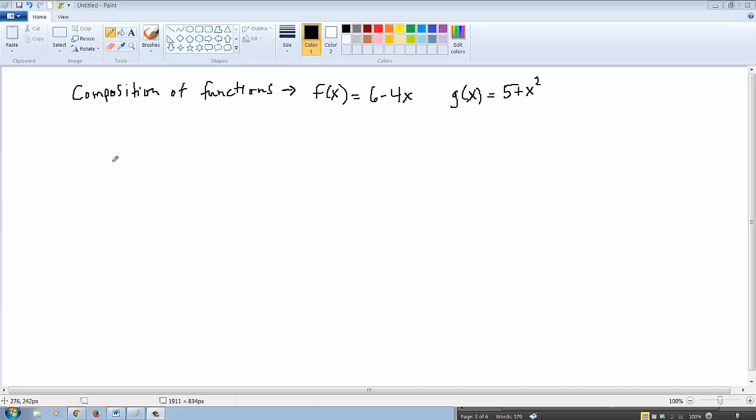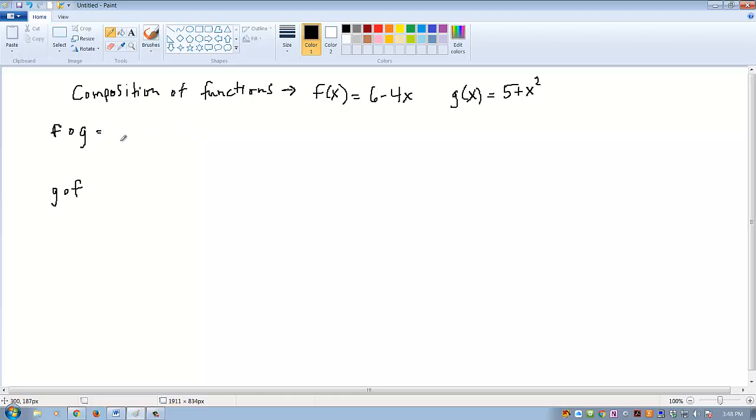All right, so here's our second video for composition of functions. Here are two functions that are given, and what we're going to do is find four different compositions. We've got f of g, we're going to do also g of f, and then we're going to do two more, and I'll write them down in a moment.